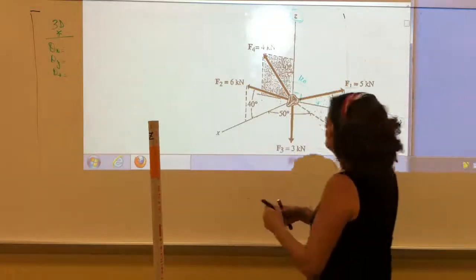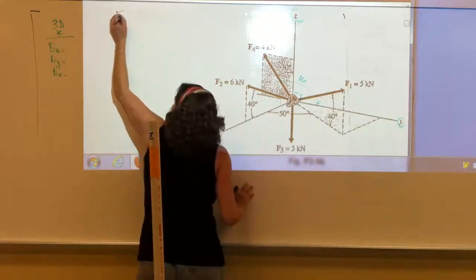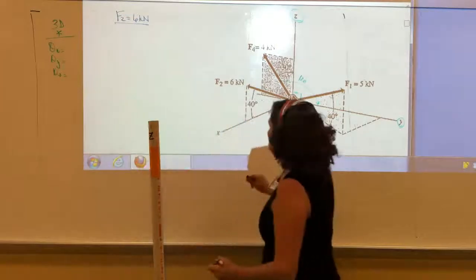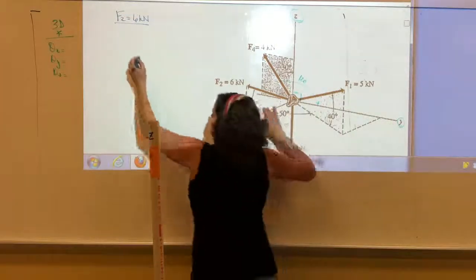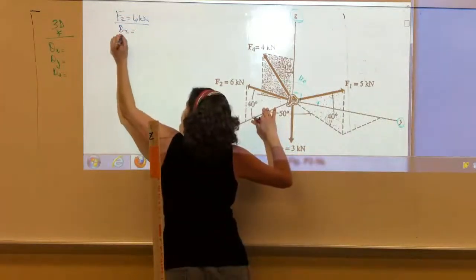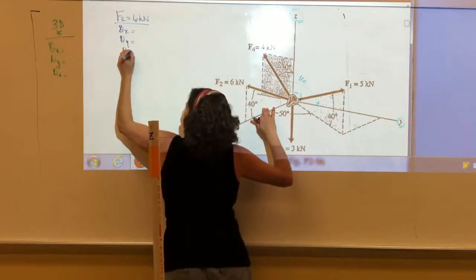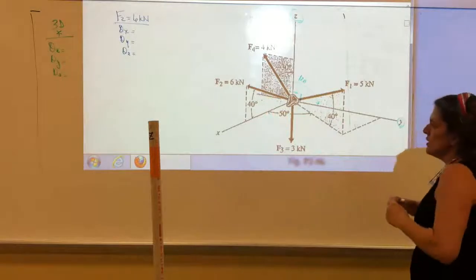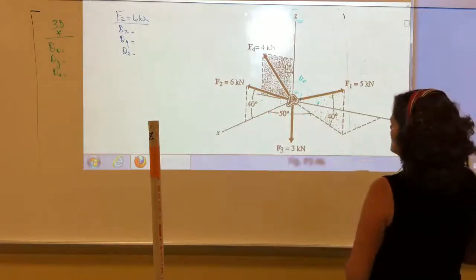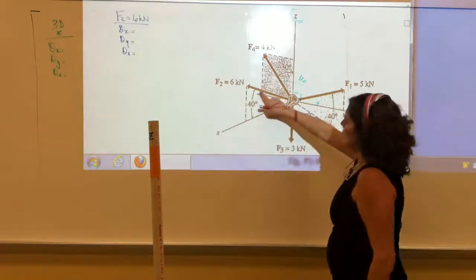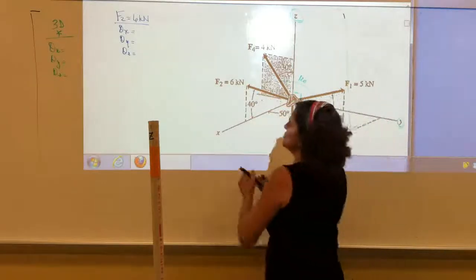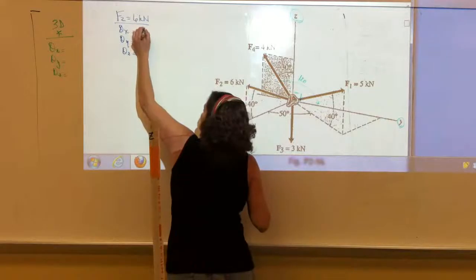Let's do F2. F2 is given as 6 kilonewtons. Again, it's a 3D angle problem. We're trying to find out what theta x is, what theta y is, and theta z is. So what angle did they give us? They give us 40. So take a look at that in 3D space. It's the angle between the force in question and the positive x-axis, so that must be theta x.